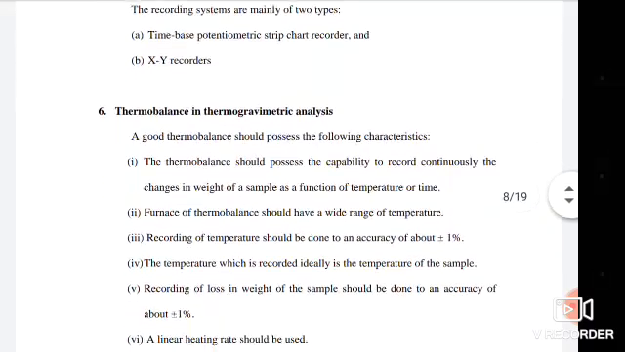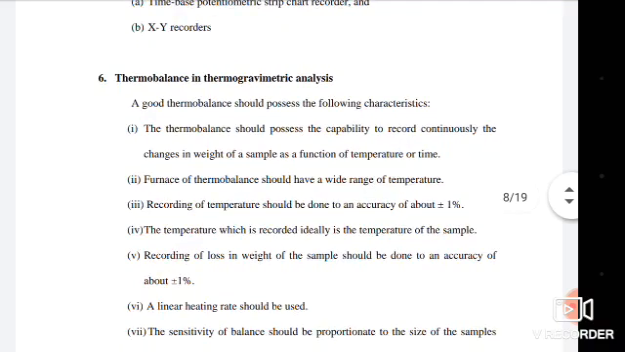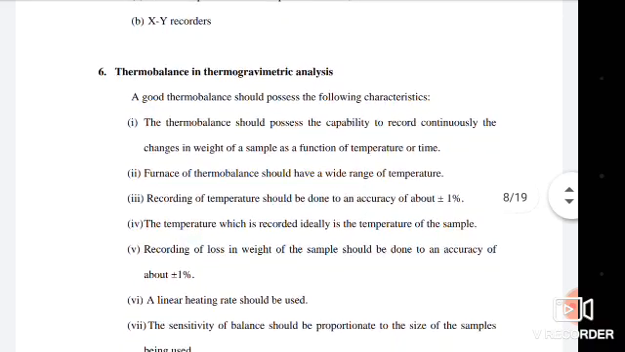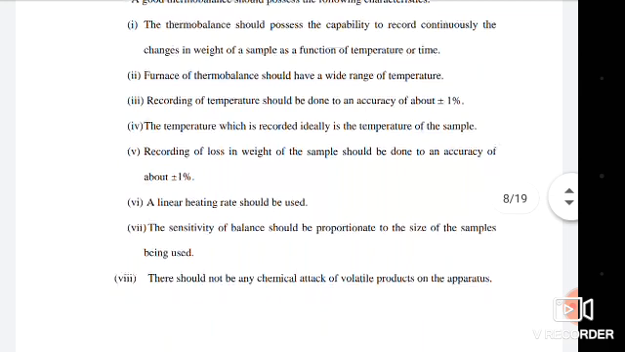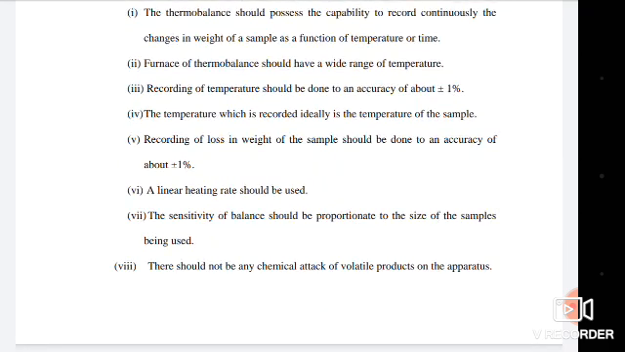A good thermobalance should possess the following characteristics. It should have the capability to record continuously the change in the weight of the sample as a function of temperature or time. The furnace of the thermobalance should have a wide range of temperature. Recording of the temperature should be done to an accuracy of about 1%.